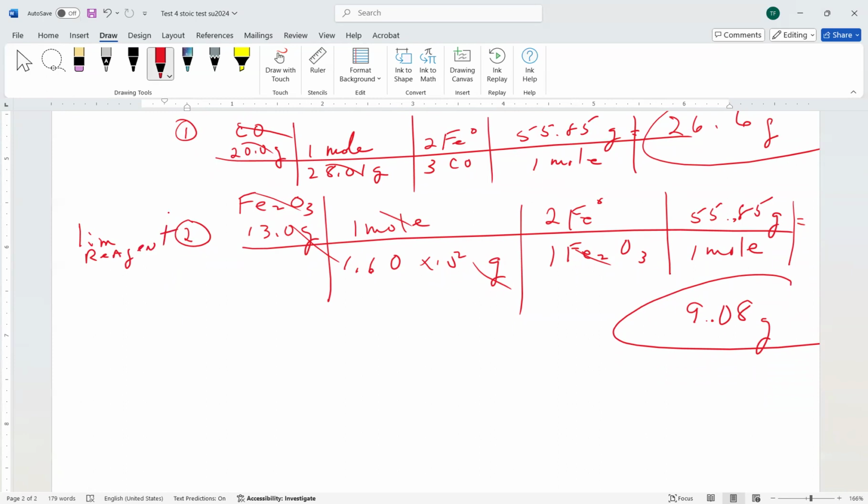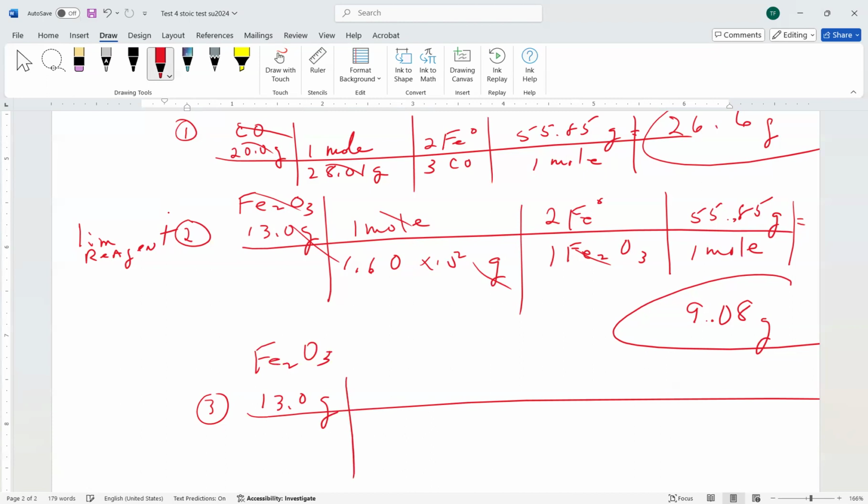Okay, so step 3 is to find out. Now remember, the limiting reactant is totally used up, 100%. So that means there's none left. But we have excess of the other. So we need to find out how much of the other we have left over. That's step 3. So we start with the limiting reagent. Okay, that'll give us moles of rust.